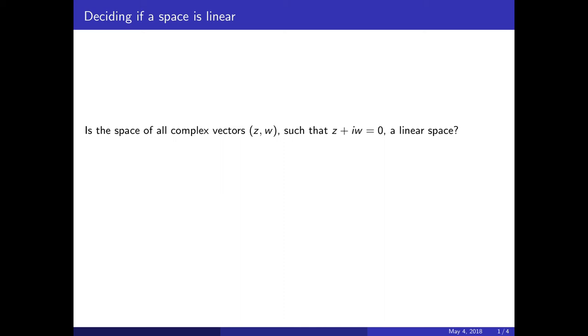This is an example from class that we didn't get to finish because somebody was testing the generators, I think. We were looking at how to decide if a space, a vector space, is a linear space. And I promised you two methods. We did the first method in class already, but I'm going to recap it.